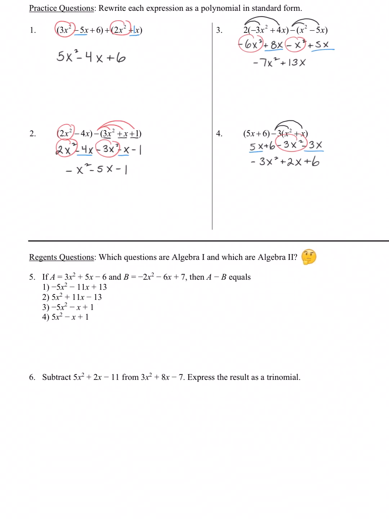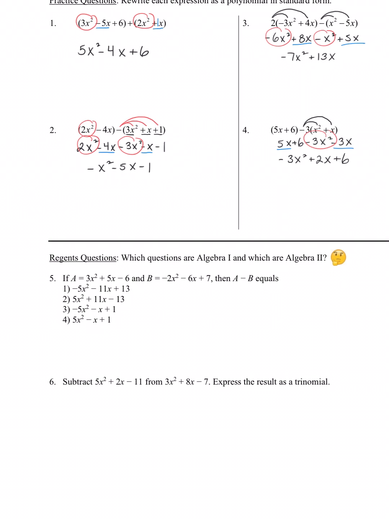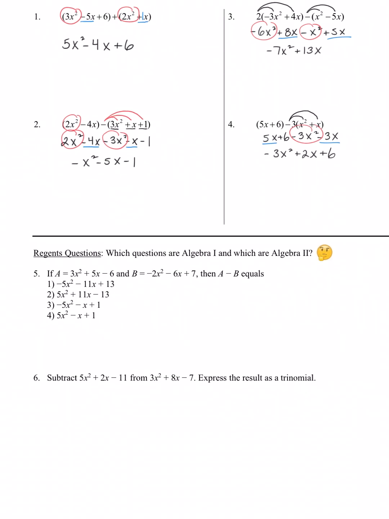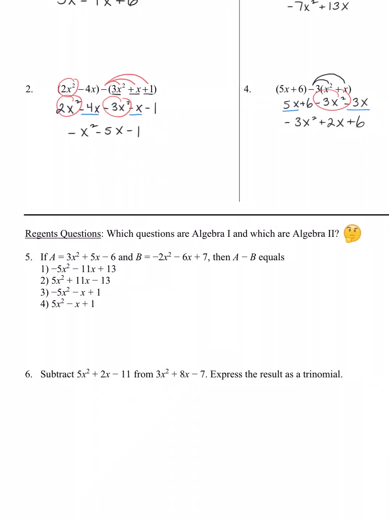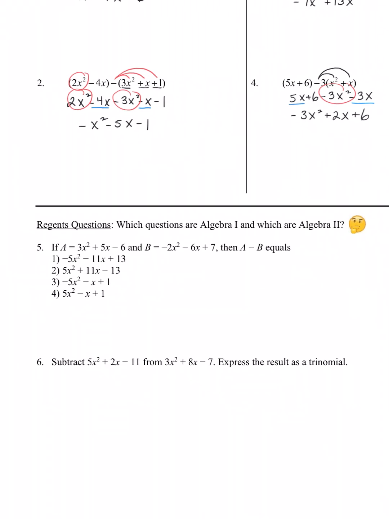Down here, we are going to do some Regents questions, and we are asked which questions are Algebra 1 and which questions are Algebra 2. So let's see what you think here. Question 5, they give you A, which is 3x squared plus 5x minus 6. They give you B, and then they ask you A minus B. So it's very important that you keep this minus sign in between them.